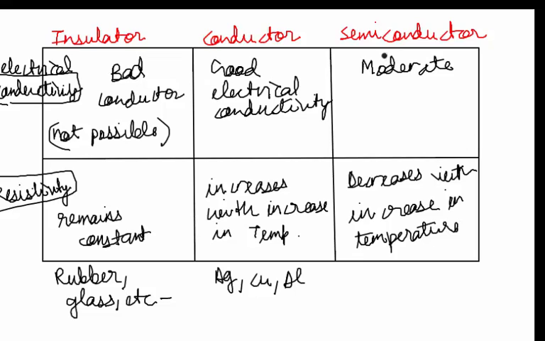Similarly, semiconductors, which are a few. Let me tell you some of them. One is silicon, one is germanium, boron. So these are some semiconductors. We should always give examples also. This kind of creates a good impression on your answer. So this will be the answer to our question.